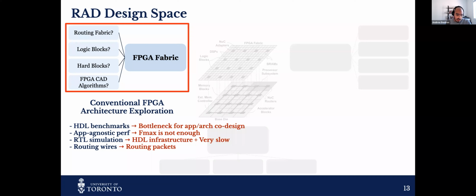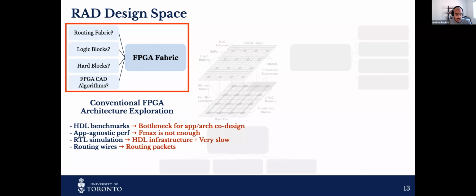that if we write the applications in HDL, this poses a bottleneck for the application architecture co-design, because when we are building those RADs, we don't really have applications to run on them. So you do a process of application architecture co-design, and if we need to do that in HDL, it becomes very tedious and labor intensive.